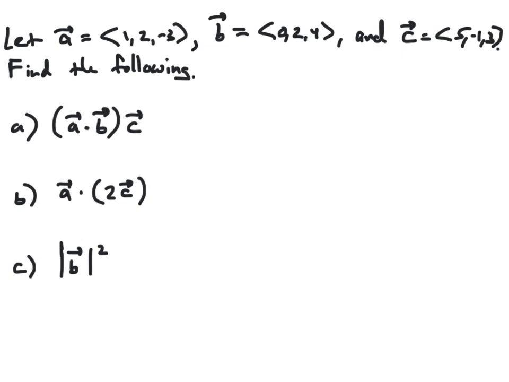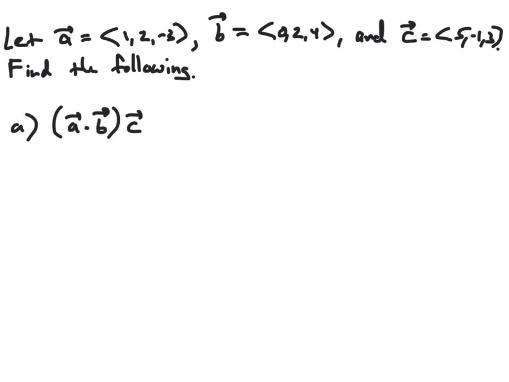In this example, we'll let A be the vector 1, 2, negative 3, B the vector 0, 2, 4, and C the vector 5, negative 1, 3. We want to use these three vectors and find the following: (A dot B) times C, A dot (2 times C), and the magnitude of B squared.